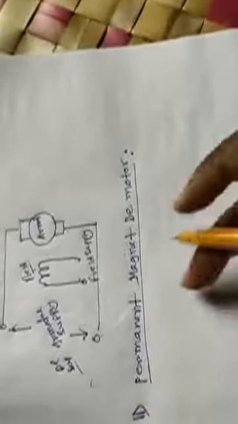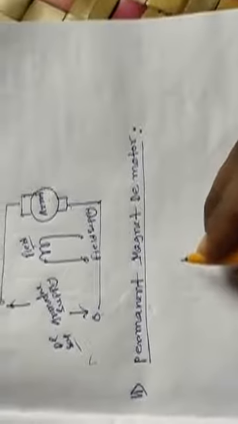Then we discuss the permanent magnet DC motor. This means the permanent magnet DC motor. This type of motor has a permanent magnet. We will draw the permanent magnet DC motor. This is the construction of a permanent magnet motor.